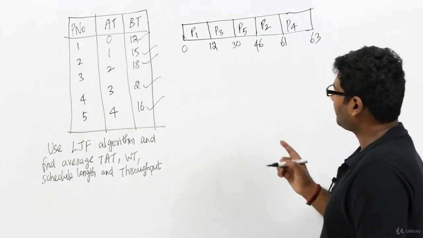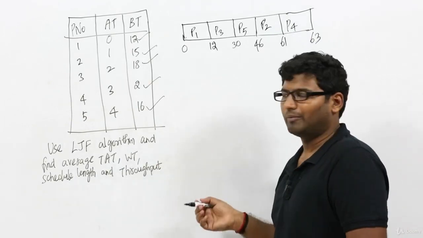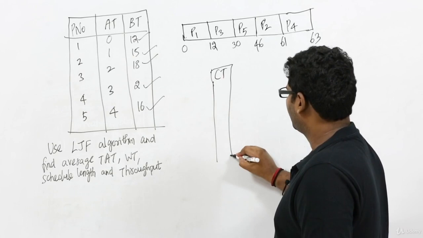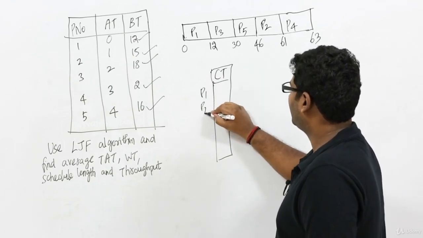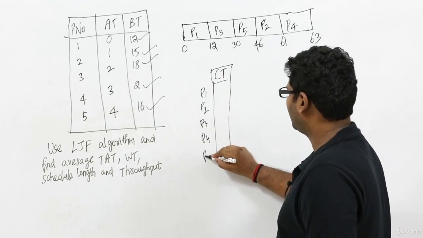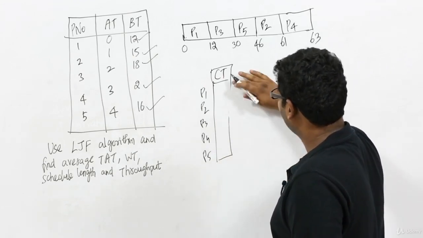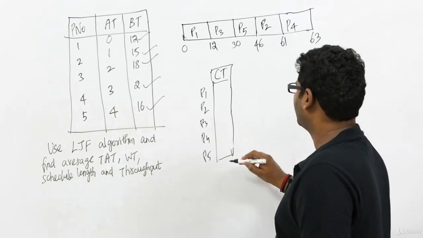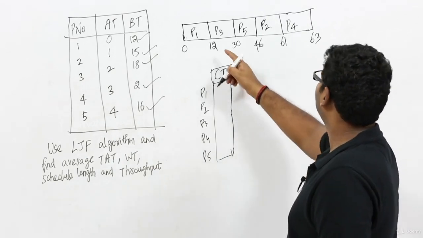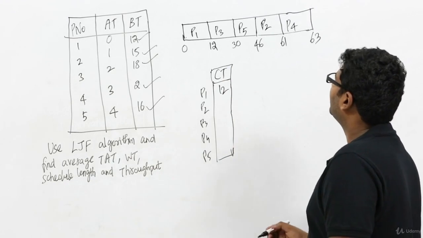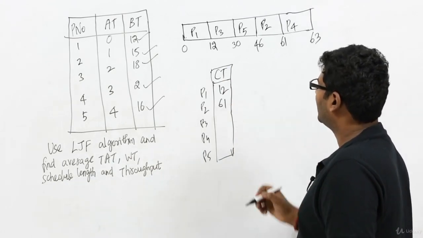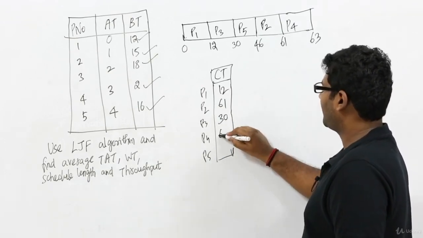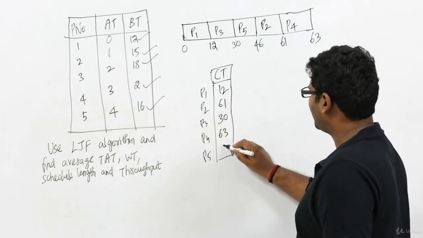Now let's compute the completion time, turnaround time and all this. Let's first compute the completion time. This is P1, P2, P3, P4 and then P5. The completion time of process P1 is 12. The completion time of process P2 is 61. The completion time of process P3 is 30. The completion time of process P4 is 63. The completion time of process P5 is 46.